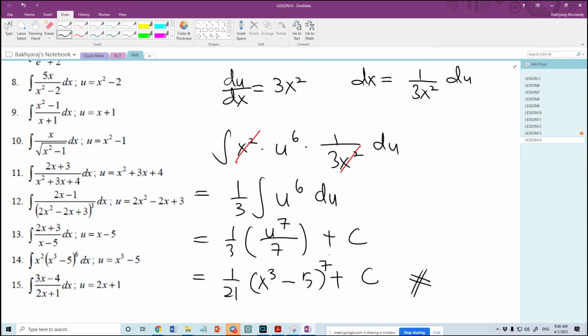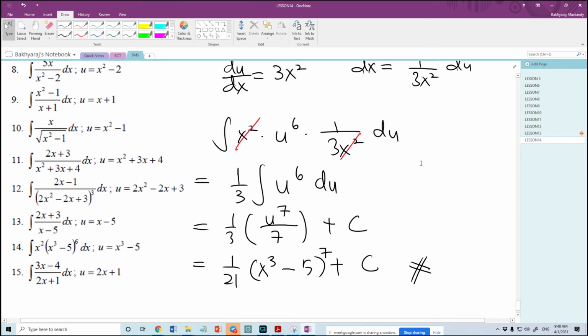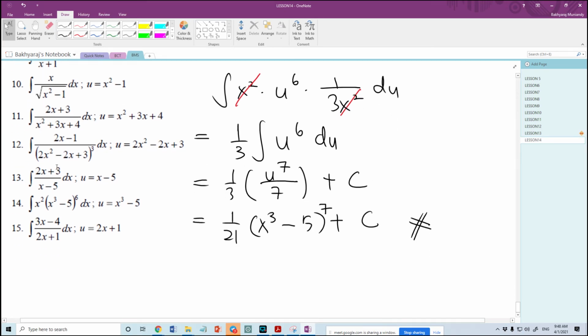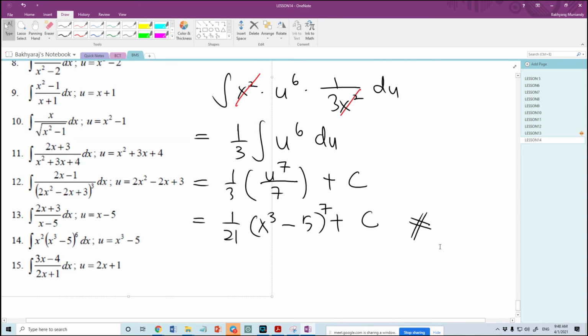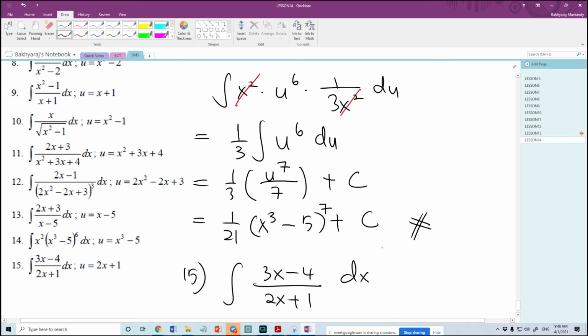Okay, next, last question, number 15. Cuba dulu. Try your own. Okay, 3x minus 4 divided by 2x plus 1, and we need to integrate this function.